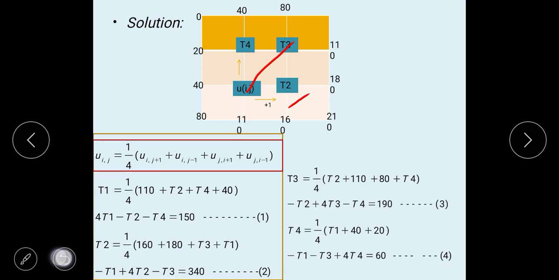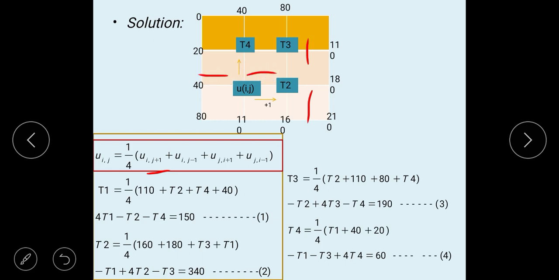Remember one thing, when you are calculating this formula, u of i comma j is always changing. For T1 this is u of i comma j, for T2 this is u of i comma j, for T3 this is u of i comma j. It means when you go j plus 1, minus 1, that is along the y direction, and i plus 1, minus 1, along the x direction.